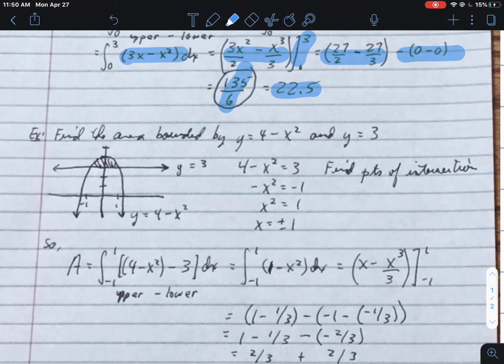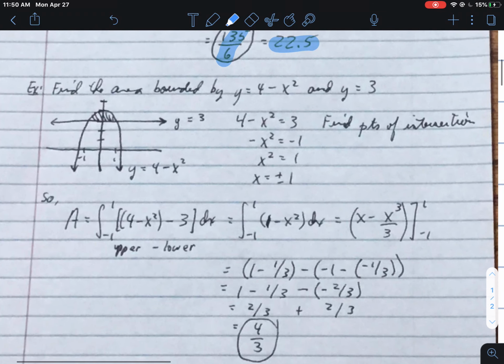Again, some different types of functions. So here, finding the area bounded by the curve y equals 4 minus x squared. And again, that's a nice quadratic parabola facing down. And y equals 3. There's our horizontal line again. Y equals a constant. Right? So there's the graph. I have a shaded region here, which is the region bounded between those two curves.